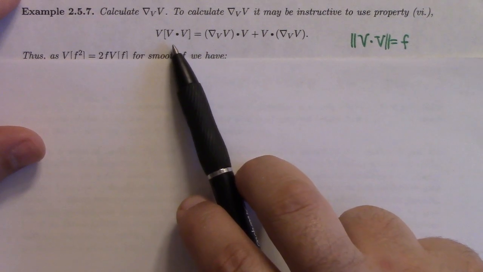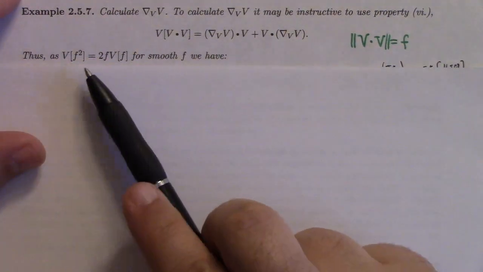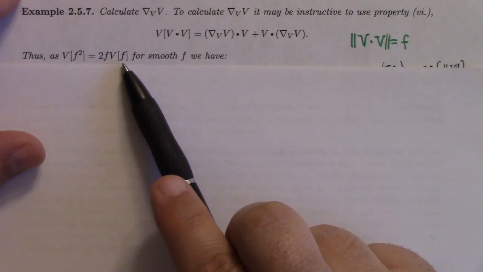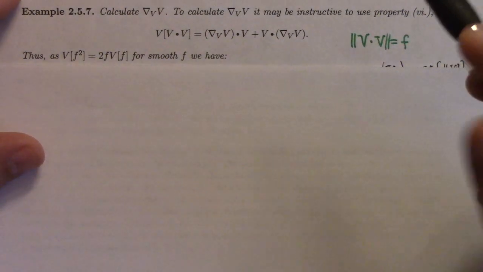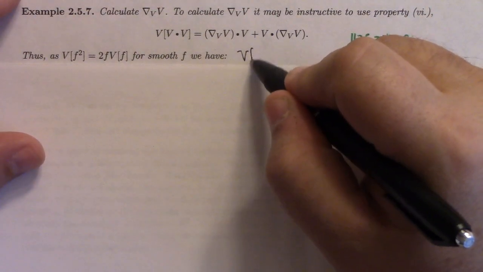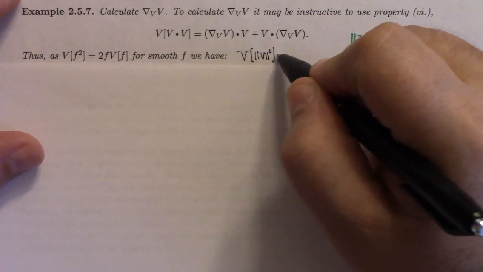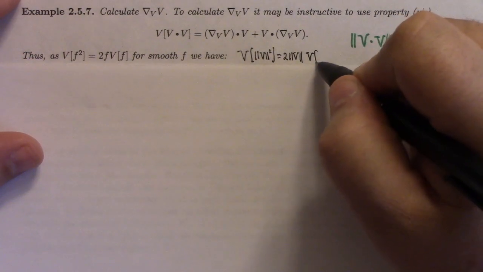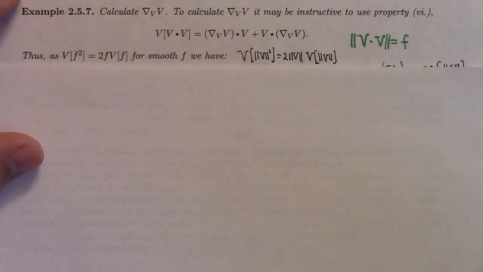So v dot v is the length of v squared, right? So if f is the length of v, then since v acting on f squared is 2f gradient of f, v of f, by a chain rule we had, that means that v acting on the length of v squared would be 2 times the length of v acting on the length of v. So much writing. So many v's and bars. It's hard to see what you're doing, right?